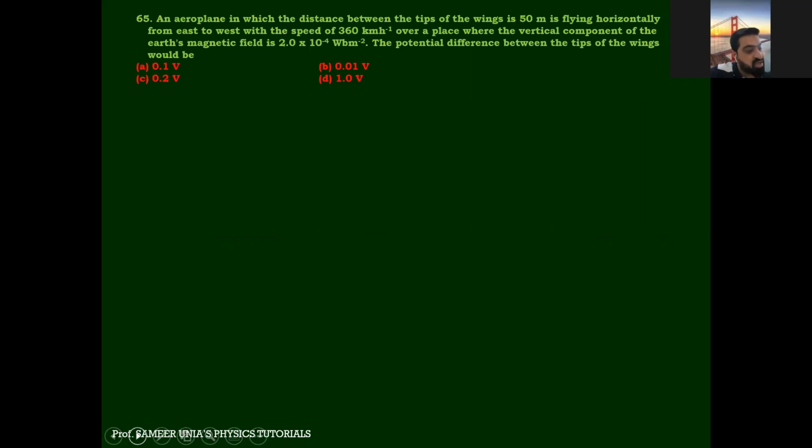As I told you that the aeroplane is moving. So an aeroplane, whose distance between the tips of the wings is given, is flying horizontally from east to west. So there is an aeroplane which is flying from east to west. This is the direction of velocity.